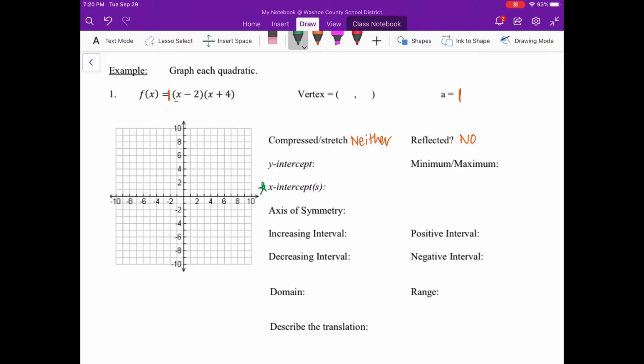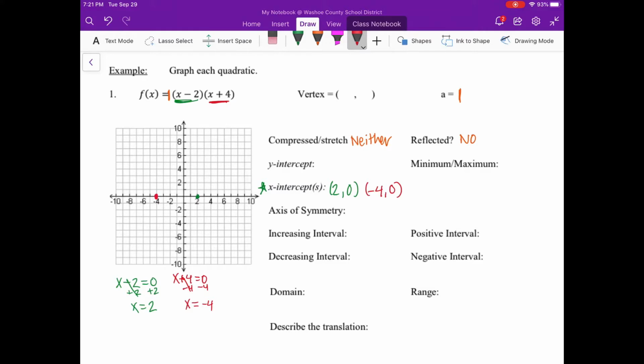So I'm going to take each of my factors. I'm going to start with x minus 2. I'm going to work down here. So x minus 2, and I'm going to set it equal to 0. Then I'm going to solve for x here, and I get x equals positive 2. So that is my first x-intercept at (2, 0). Then I'm going to take my other factor, x plus 4. I'm going to set it equal to 0. Subtract 4 from both sides. I get x equals negative 4. So I have two x-intercepts, one at positive 2, one at negative 4.